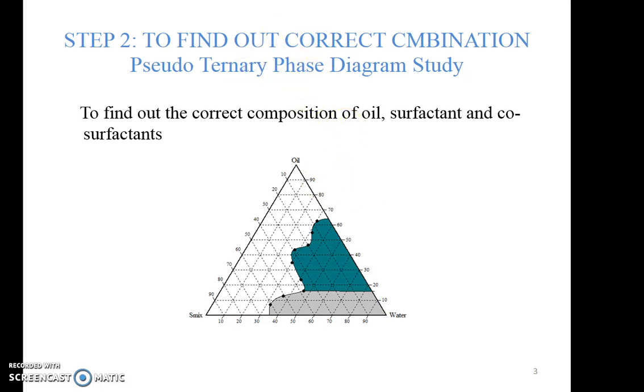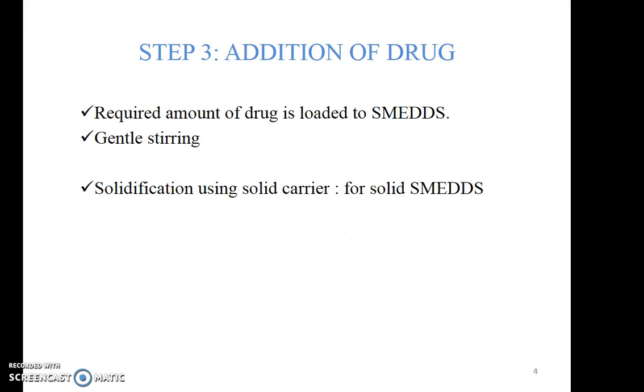So here in this diagram, this particular region shows the presence of microemulsion. So in this particular region, whatever combinations we will prepare, it will give us microemulsion on dilution. Whereas in this area, whatever combinations we will try, that will give us coarse emulsion on dilution. So in this way, with the help of the pseudo-ternary phase diagram, we find out the correct composition of oil, surfactant and co-surfactant, which gives the microemulsion region.